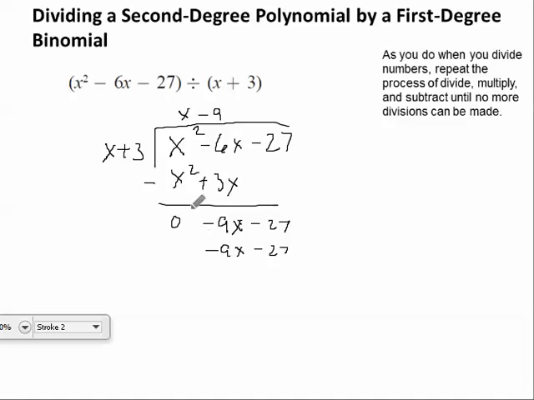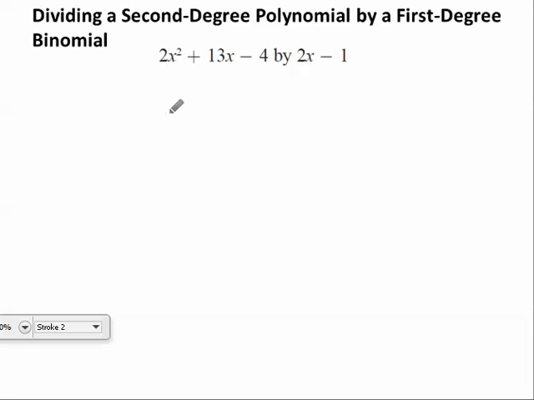Okay? Since those are the same, my difference is going to be 0, so that's going to be my answer in long division. It was just a matter of knowing what to multiply by to get the same value, so that when it subtracts, it disappears. You're just going to repeat the process: divide, multiply, and subtract until no more division can be made. You're just going to keep doing it over and over again.